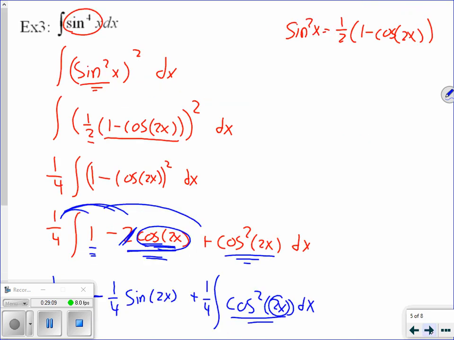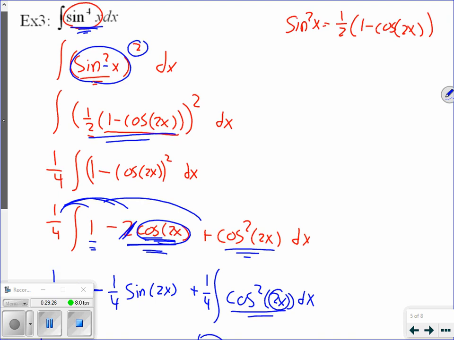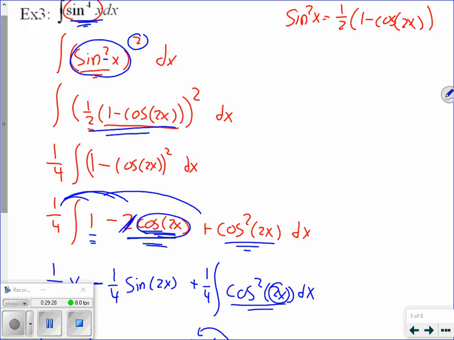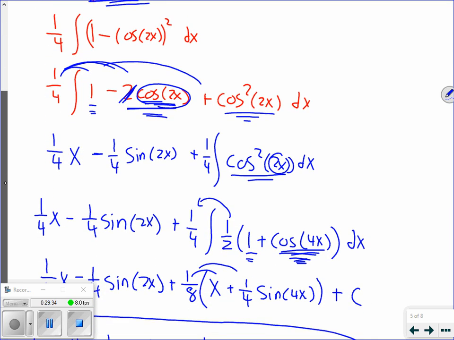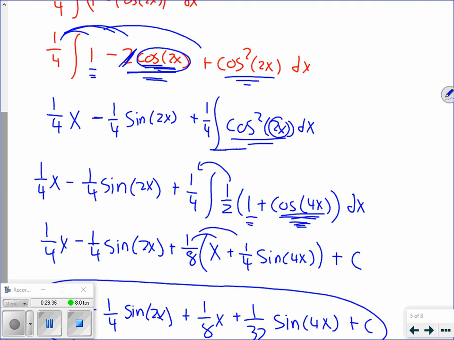Strategy 2 was to take an even sine or cosine function, rewrite it as whatever that function squared to the remaining power left over, and then do power reduction. I think strategy 2 is a little bit difficult compared to the other 3 because it's a little bit unique. But once you do power reduction, it's all about simplifying this down as much as you can and integrating each piece. Unfortunately, in this problem, we had to do power reduction twice.